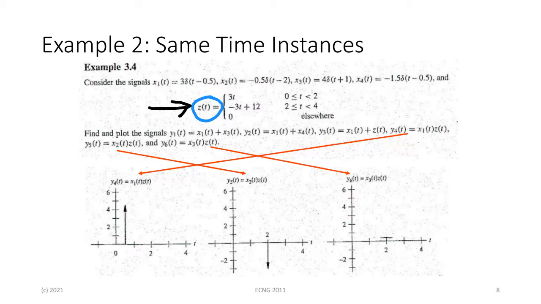You draw the graph, and at t equal to a half, zt will be 1.5 and the delta has a value of 3. So 3 by 1.5 gives you 4.5. Clear enough? x2 by zt. All right, x2 by z.